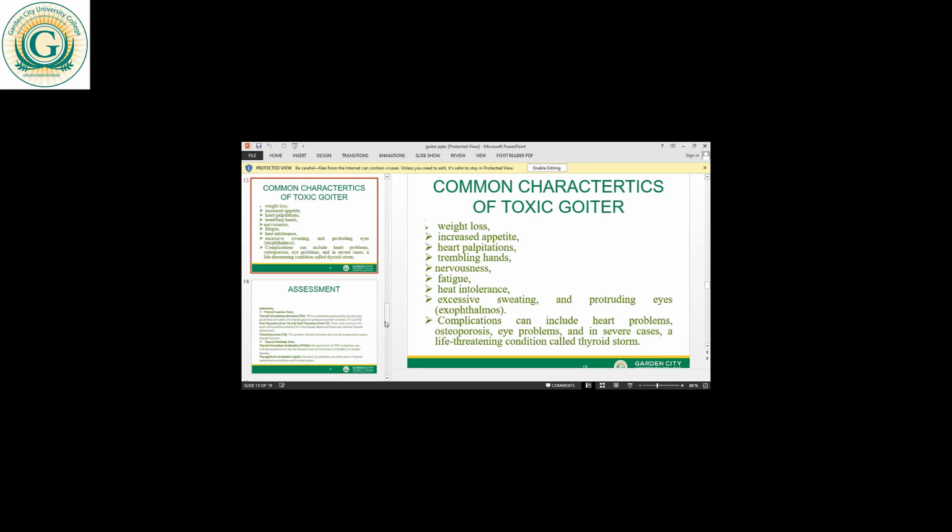We'll come to the common characteristics of toxic goiter. The first ones we have are weight loss, increased appetite, heart palpitations, trembling hands, nervousness, fatigue, heat intolerance, excessive sweating, and protruding of the eyes, which is also known as exophthalmos. Then complications can include heart problems, osteoporosis, eye problems, and in severe cases, a life-threatening condition called thyroid storm.